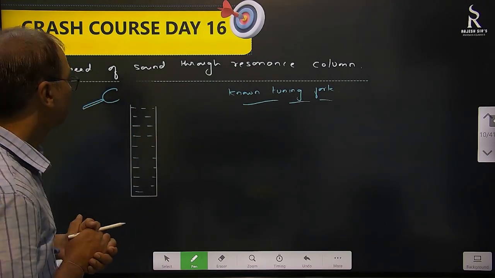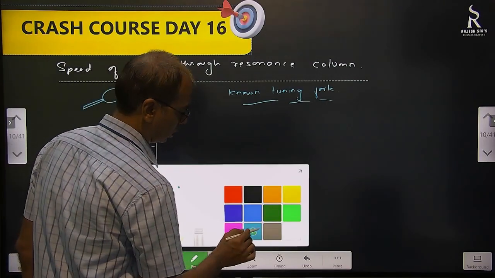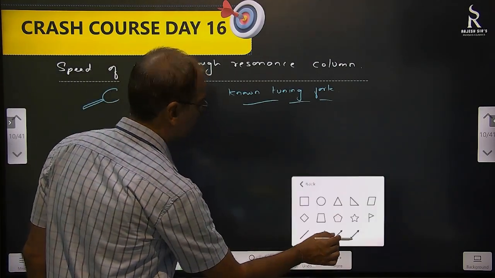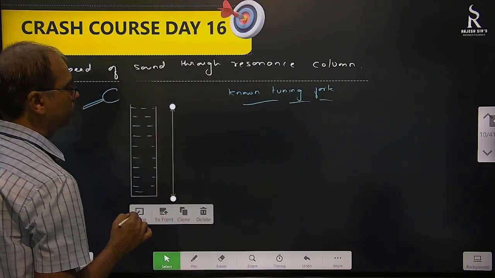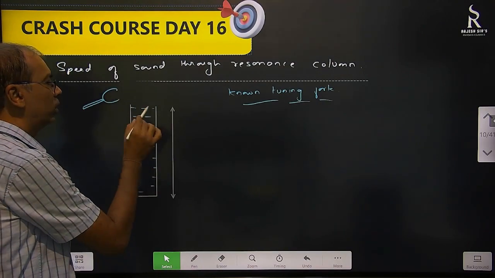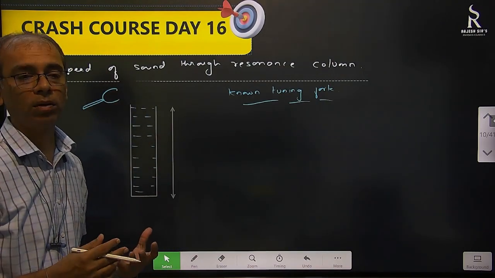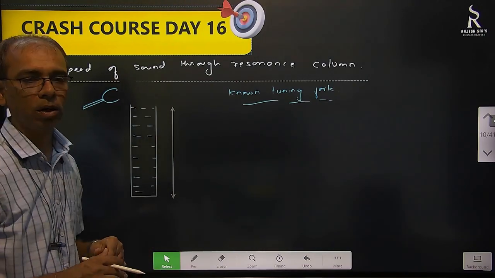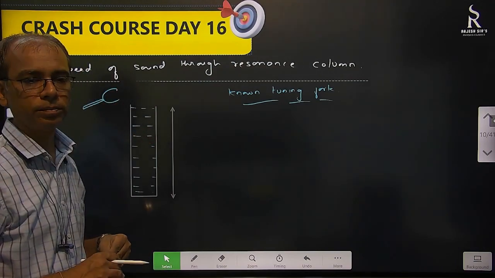Now the question is, if our organ pipe is full, are we going to get anything? The answer is no. Why not? Because I want an air column for the frequency to develop. At the moment there is no air column. So what do I have to do? I have to decrease the level of water.